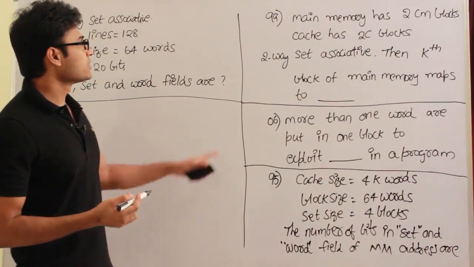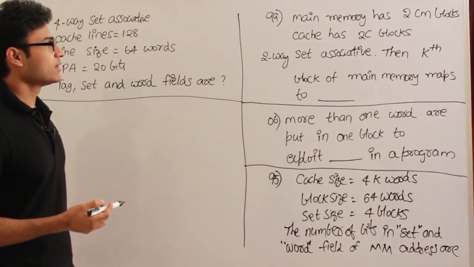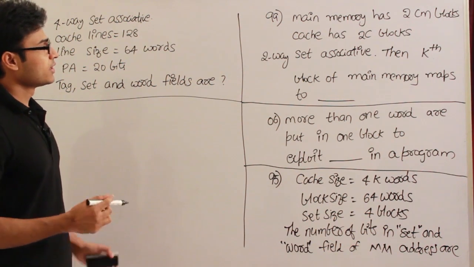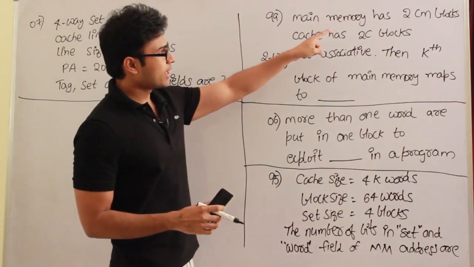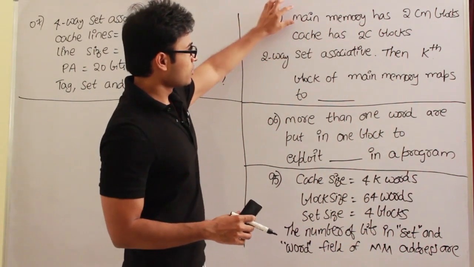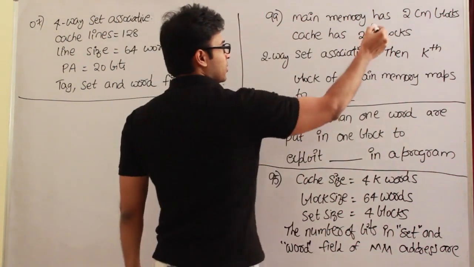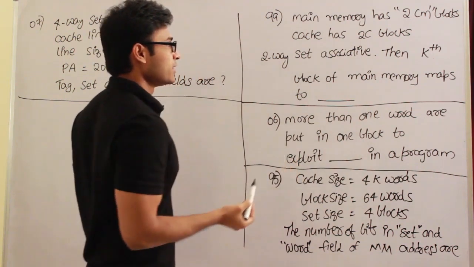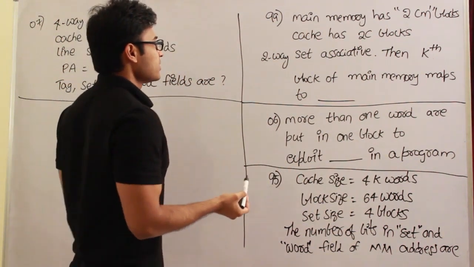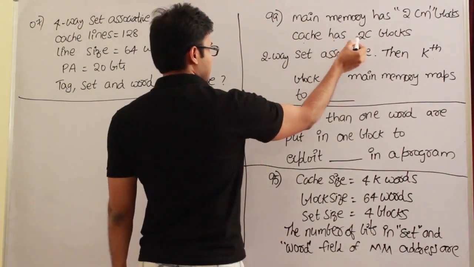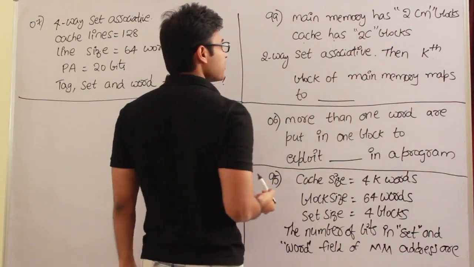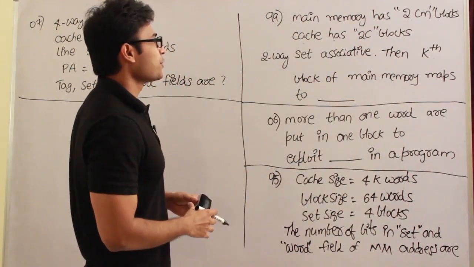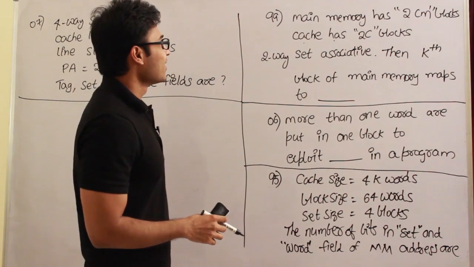What's this question? This question was given in GATE 1999. I'll just summarize it. They are saying that main memory has 2cm blocks, so some number of blocks, 2 into c into m. I don't know why they picked that strange number. Then they say the cache has 2c blocks. Maybe they just picked the number. I don't know why. Okay, fine, leave it.